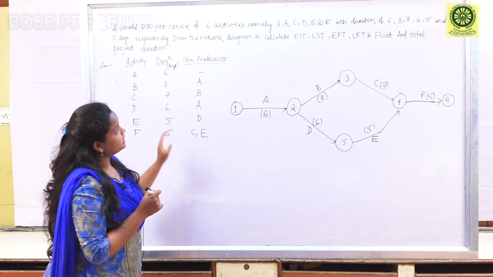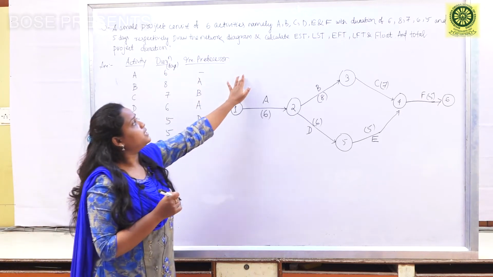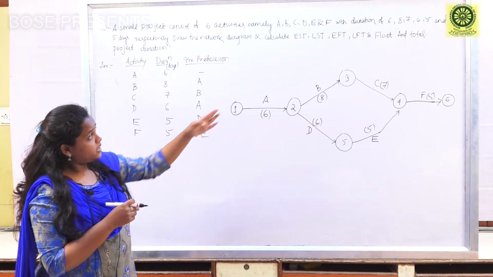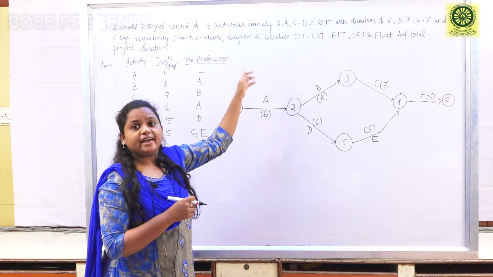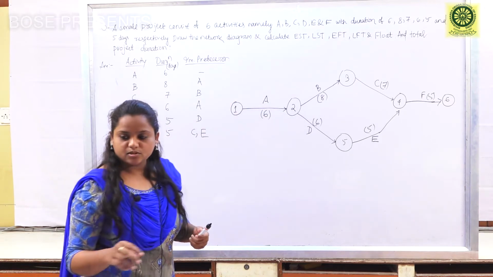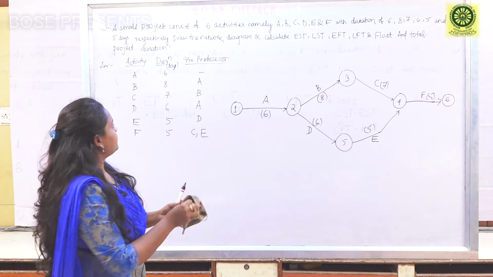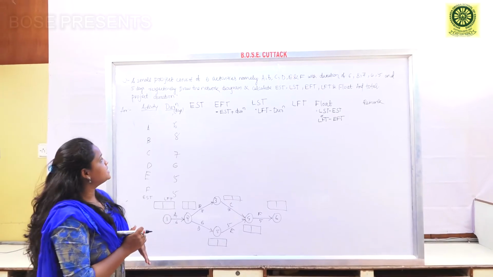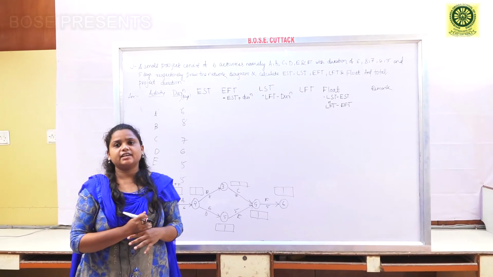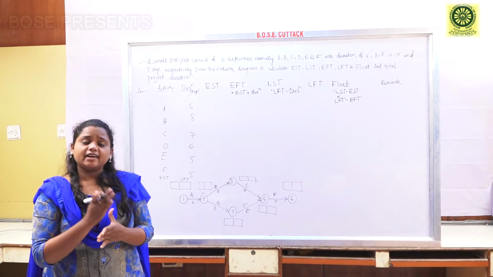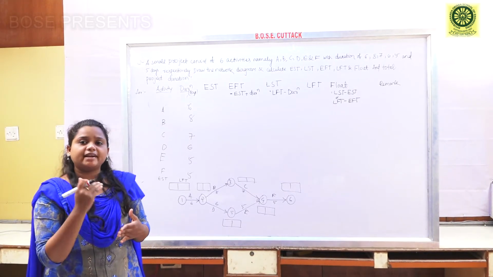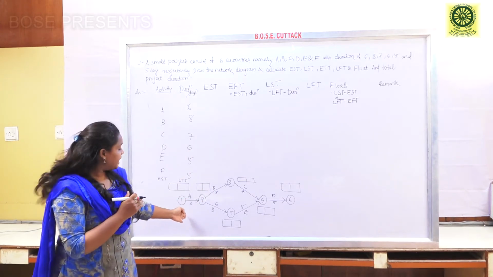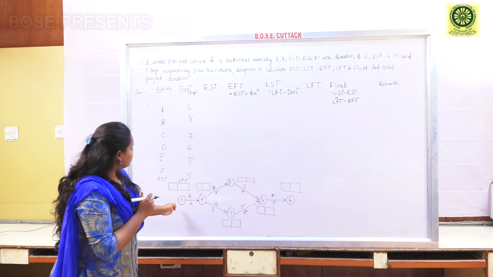Then what do we have to calculate? We have to calculate EST, LST, EFT, LFT and float. So before calculating this, we have to draw another table. So let's draw this table. What is EST? The full form of EST is earliest start time. Earliest start time means the earliest possible time at which an activity can be started. It can be calculated by moving from the first event to the last.